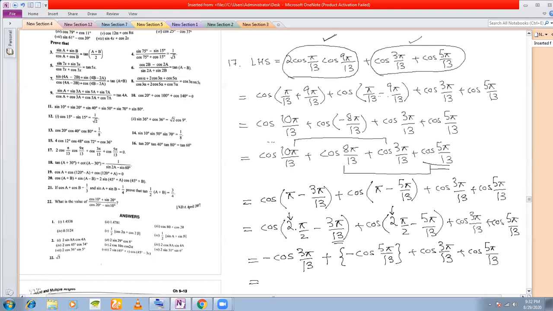So what happens ultimately? This cancels with this and this cancels with this. You ultimately get 0, which is equal to your right hand side. So the proof is complete. And number 19 we are going to do.